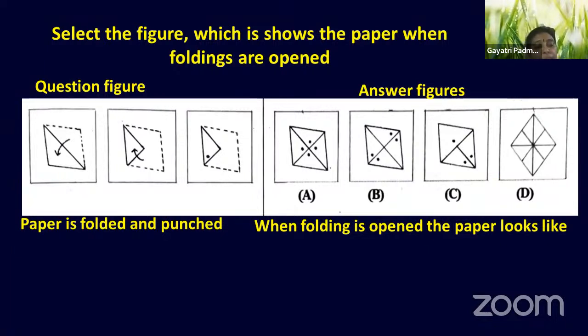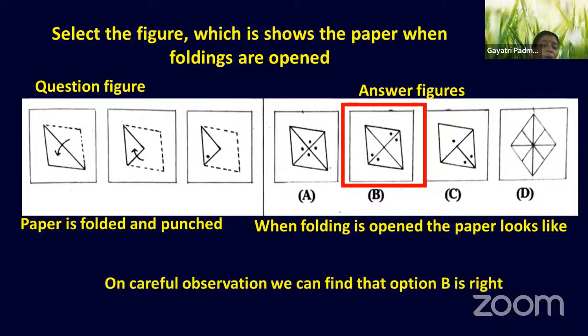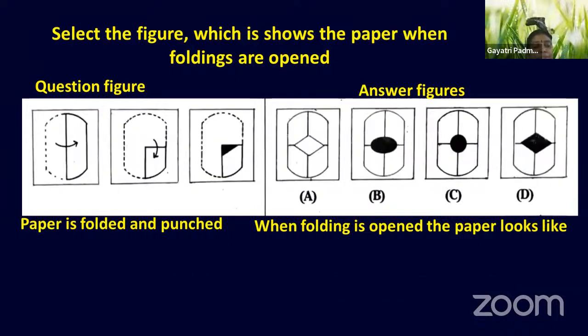Here we have a square, all right, and it is folded in the first figure how it is being done. Then again it is refolded, and in the third one, a punching is being done. All right. So when the folding is open, the paper looks like dash. Option A, B, C, or D. So this shouldn't take much time. So let's see the answer. It is option B. On careful observation, we can find that option B is the right one. If you had opted for option B, then your answer is perfect. All right, let's move on to the next question.